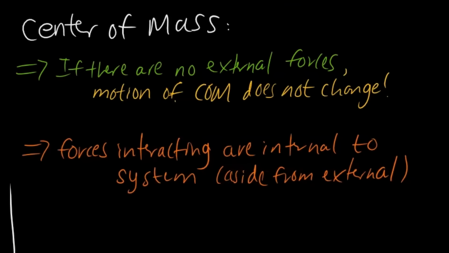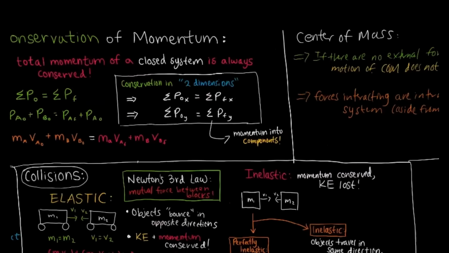All right, so here's a little bit about center of mass. If there are no external forces, the motion of the center of mass will not change. And this relates to the second point, where the forces that are interacting within the system will stay internal to the system. So those forces inside the system are not going to affect the motion of the center of mass, or say the velocity of the center of mass from its initial position.